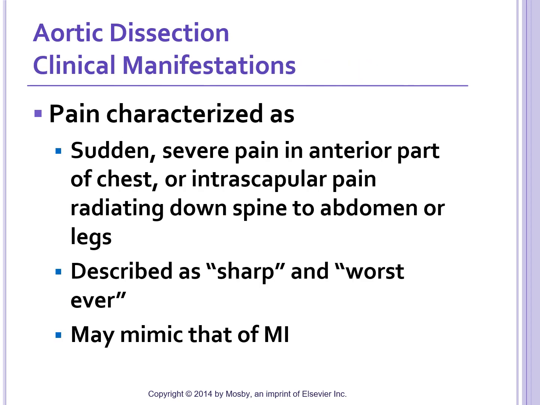So very classic symptoms for an aortic dissection is the worst pain ever. It's very sharp and the worst pain ever. So when you see those, you should think aortic dissection. The pain can also mimic an MI, depending on where that dissection is occurring. But it's very sudden pain. It's not something that's progressive over time. It happens all of a sudden.